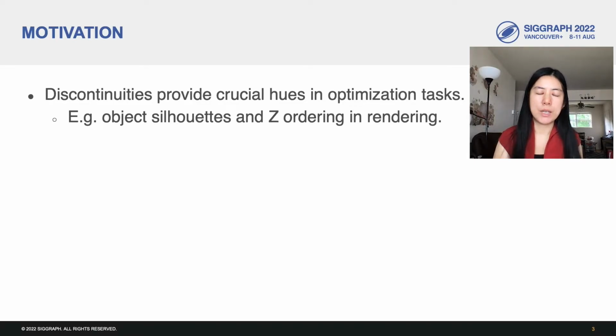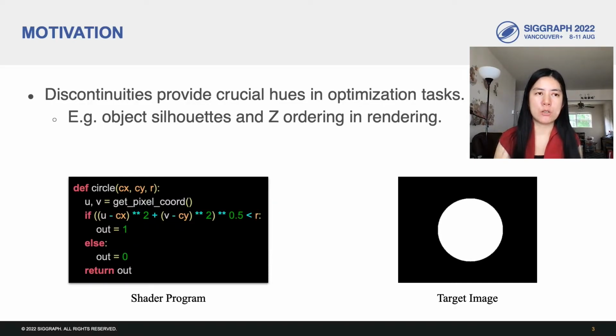For example, here we show a simple program that draws a circle. We have a discontinuous if-else branch to test whether a pixel is inside or outside the circle. If we want to optimize the radius and circle positions to best match the target image on the right, using AD will never converge because it outputs zero gradient to these parameters.